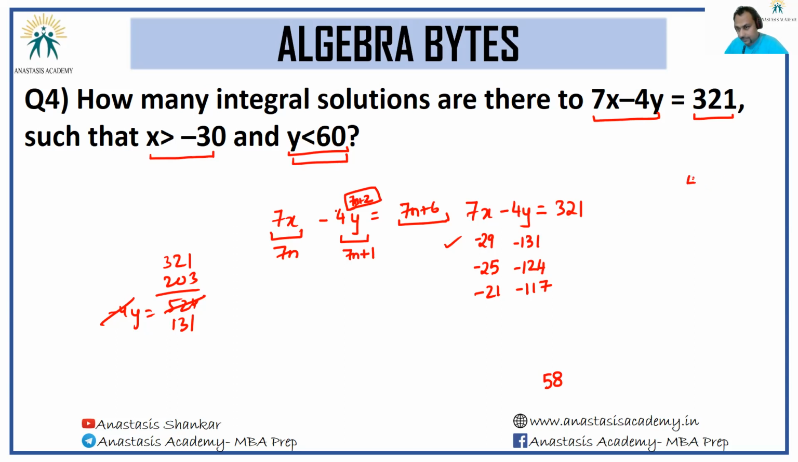Let's say 4y is 4 into 58, will be how much? 232. So 7x is equal to 321 plus 232. So that adds up to 7x is equal to 553, or x is equal to, how much is it? 79.